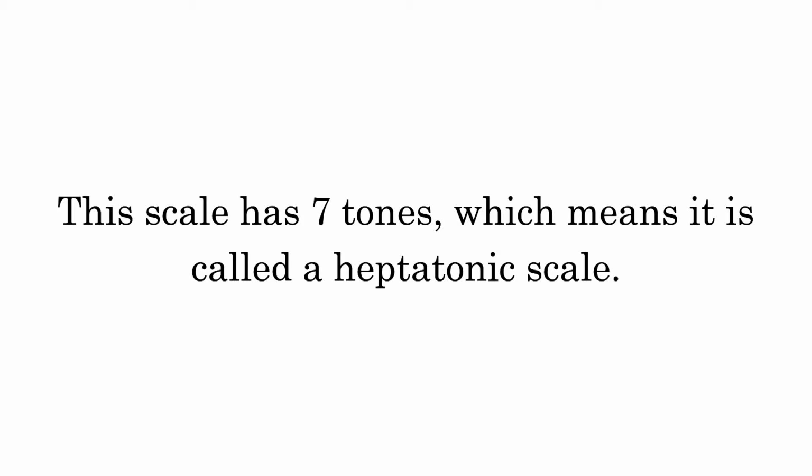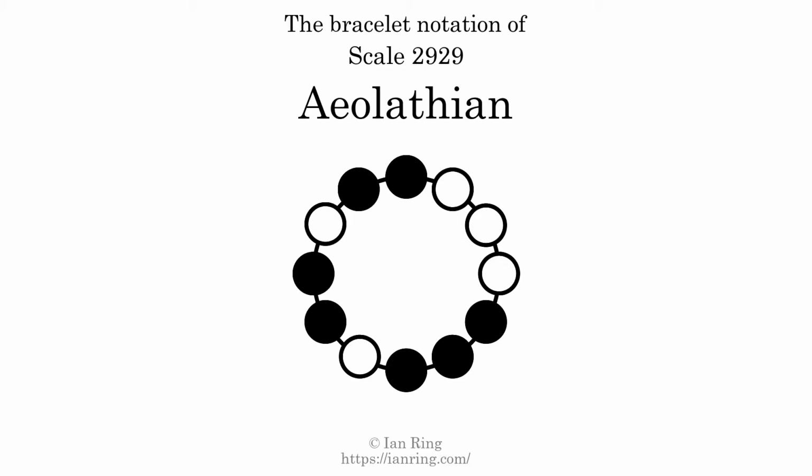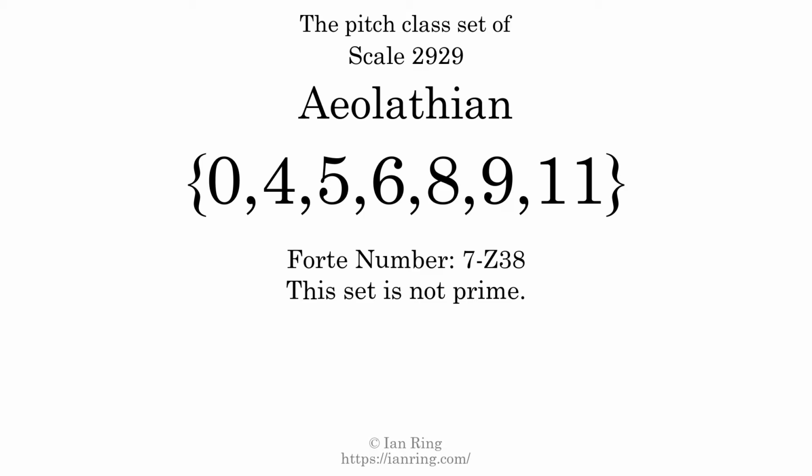This scale has 7 tones, which means it is called a heptatonic scale. This is a bracelet notation diagram of scale 2929. The shaded circles represent tones that appear in the scale, and they are read clockwise, starting at the top. The pitch class set for this scale is 0, 4, 5, 6, 8, 9, 11.